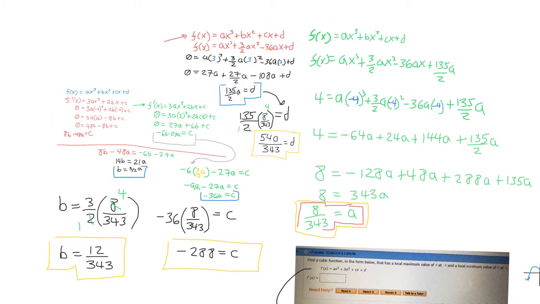Let's blow this up. We found the derivative of the original function. We got 3a, and so on. And then what we did is we solved for c in terms of the other two variables. We did that by taking into account the fact that when x is negative 4, the slope is 0, and we got c equals all of that stuff, right?